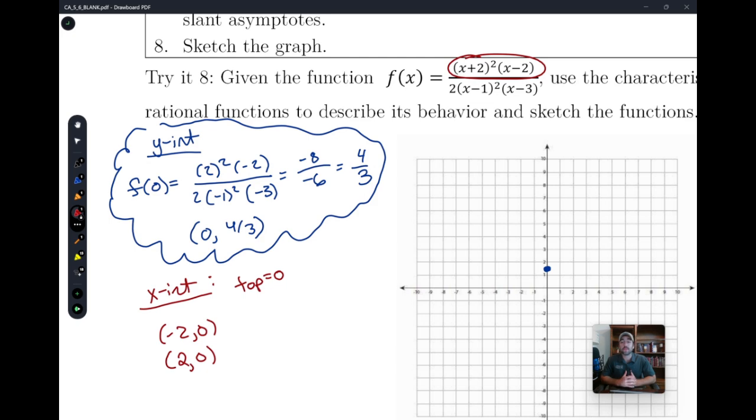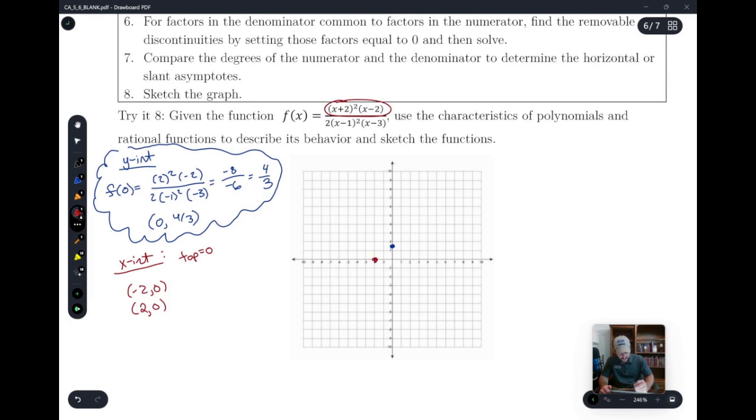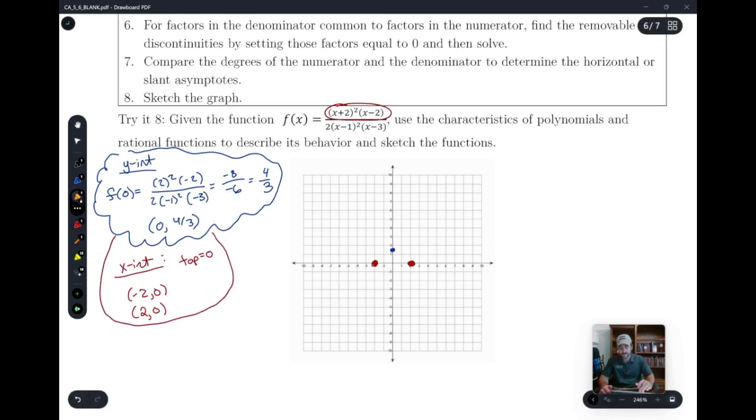It's important to note that if something would have canceled out, we wouldn't label it an x-intercept, we would label it a removable hole or removable discontinuity. Because we didn't cancel anything out, they're both x-intercepts. So let's go ahead and plot those. We got an x-intercept here at -2 and here at 2. And now we can keep going. We got ourselves our x-intercepts.